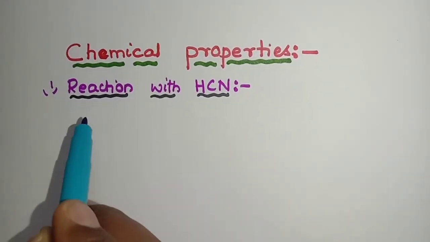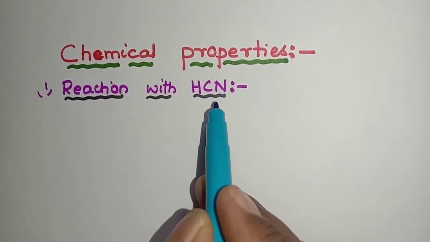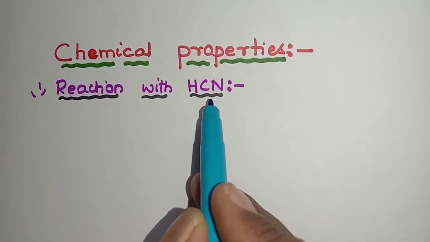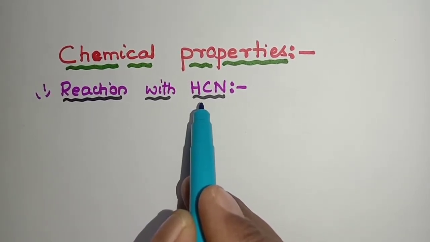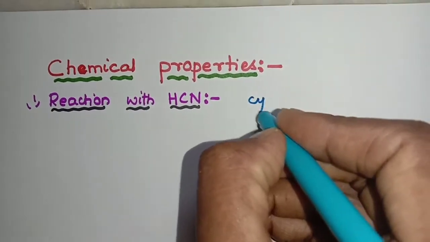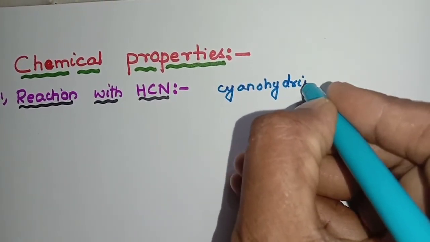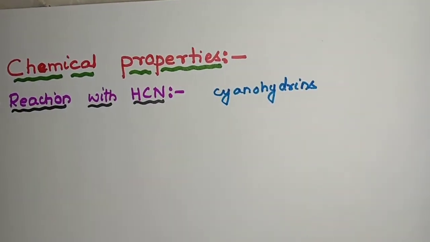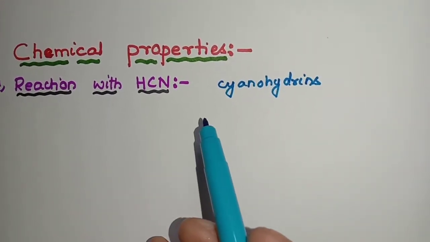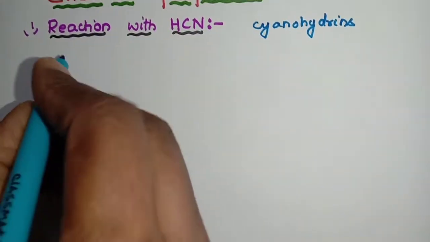So here the first one, reaction with HCN. What is HCN? Hydrogen cyanide. So aldehydes and ketones react with hydrogen cyanide and produce cyanohydrins. I am writing here. Okay, if you want, you write down the statement. Aldehydes and ketones react with HCN to produce cyanohydrins. Let us write the reaction.